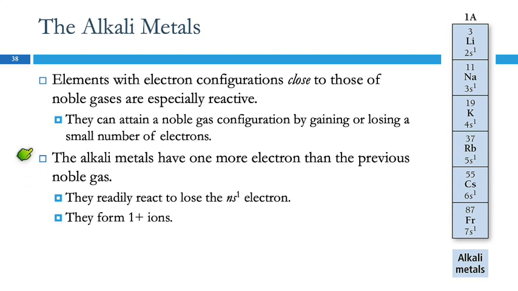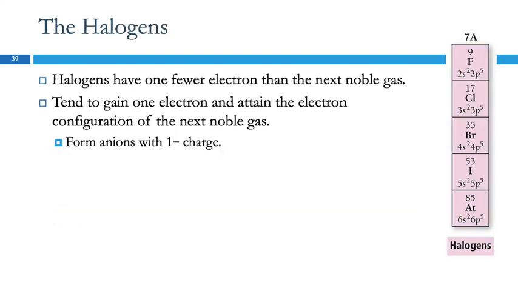So these are very reactive, and so they will lose that ns1 electron to form positive 1 ions. And we learned in chapter 3, I think, that these guys all form positive 1 ions. Now we understand why. Because when they remove that 1 valence electron, underneath is this full shell. They've got 8 valence electrons, and that's especially stable.